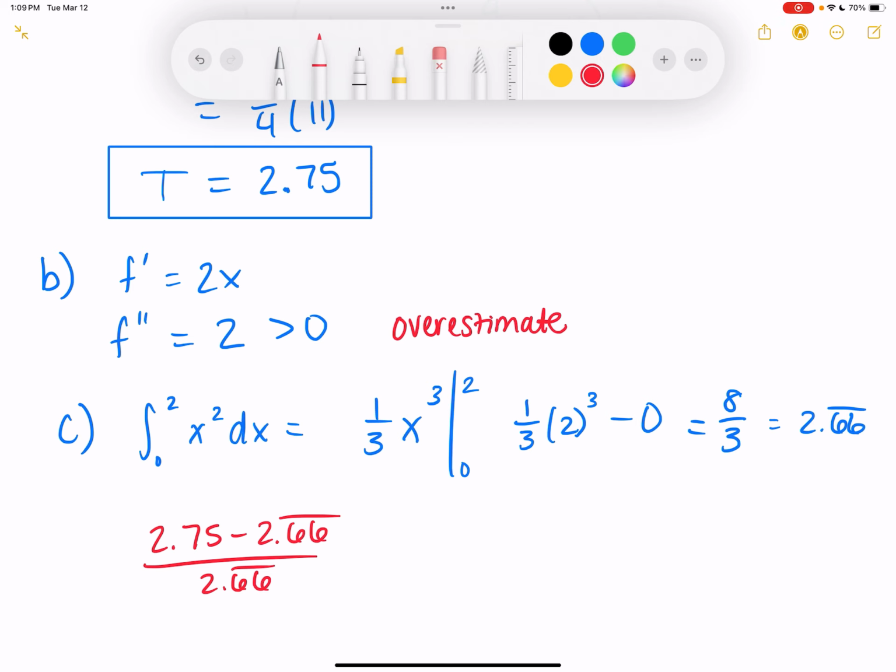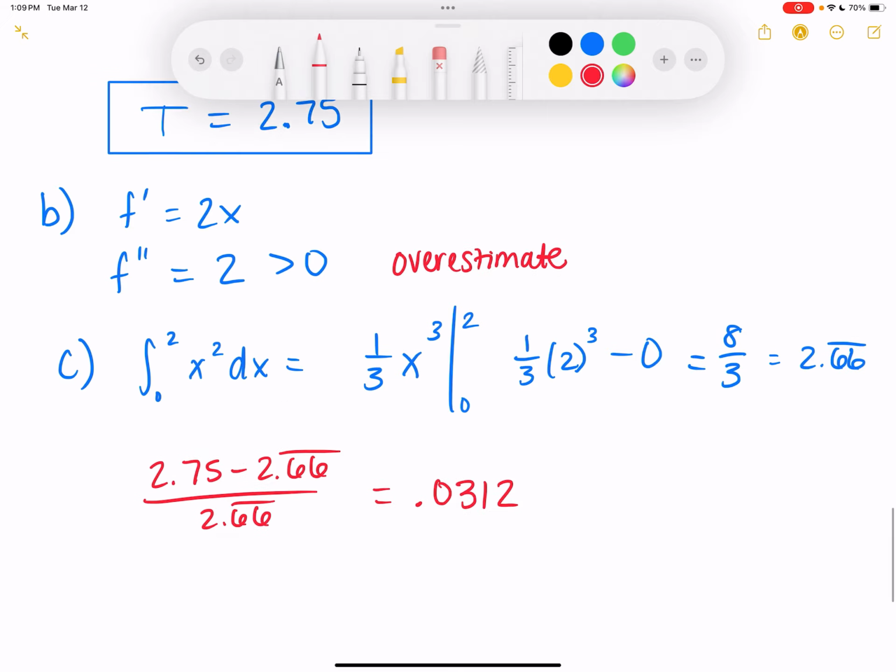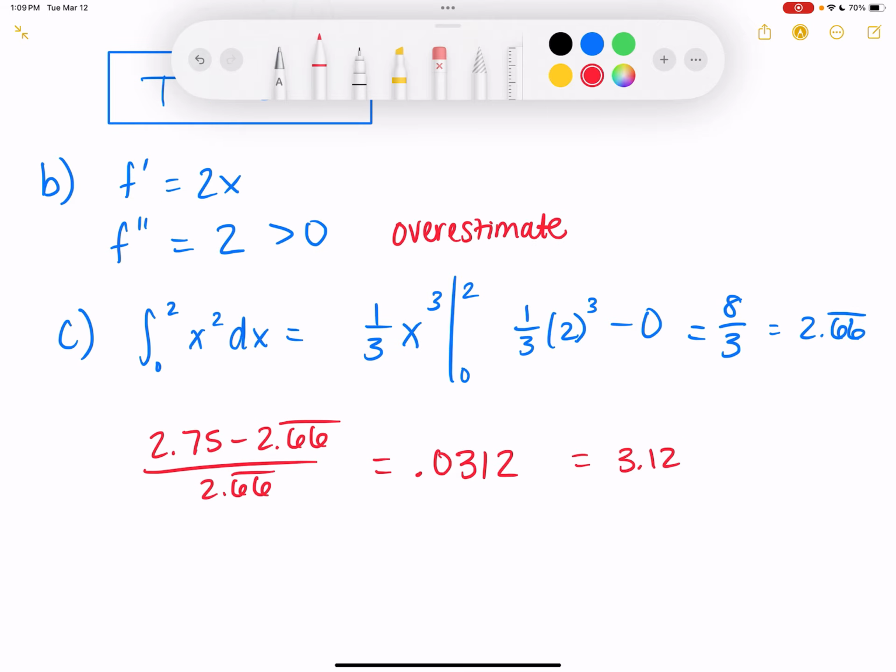Was 2.75 a rounded number? No, it shouldn't be. Did you get enough sixes, Christian? 0.0312. So that means there was a 3.12% error. But it did not ask for error in this problem, correct? Correct, it did not.